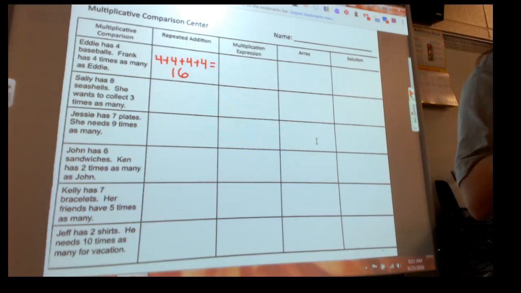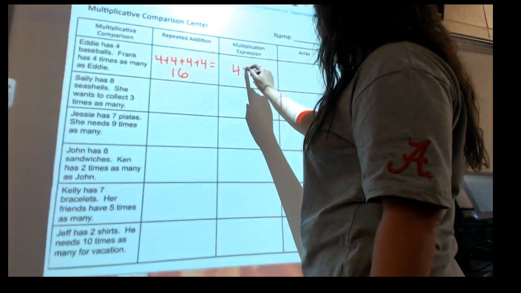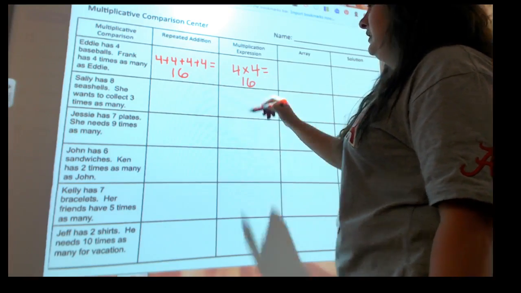What is a multiplication expression? Trinity? Oh, 4 times 4. 4 times 4 equals 16.